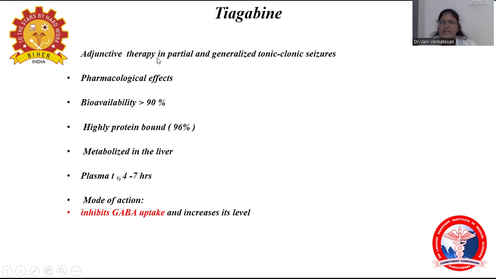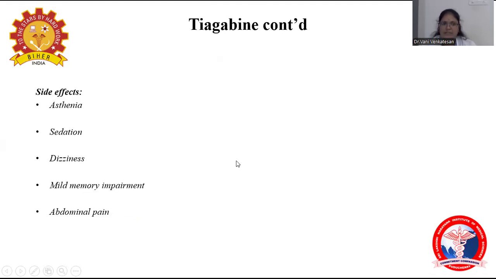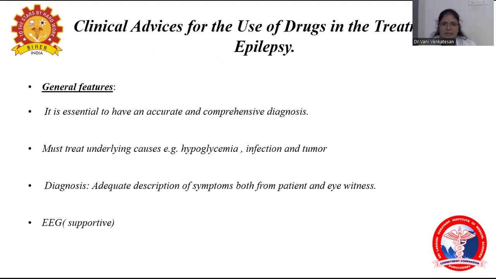Tiagabine is used as an add-on therapy for partial seizure and generalized clonic seizure. This also has a mechanism of action similar to benzodiazepines. It inhibits the GABA uptake and increases its level. It has a bioavailability of 90%, is highly plasma protein bound at around 96%, and is metabolized in the liver with a plasma half-life of 4 to 7 hours. Coming to the side effects: asthenia, sedation, dizziness, memory impairment, and abdominal pain.